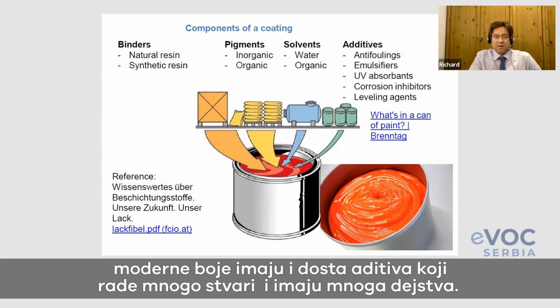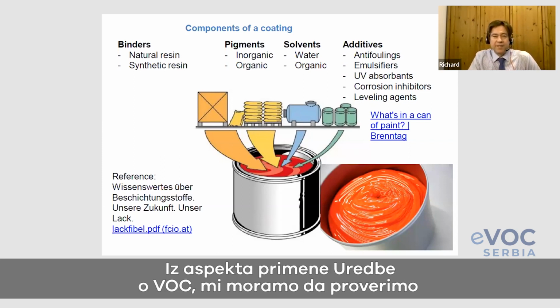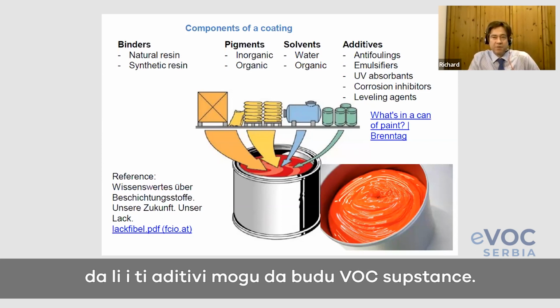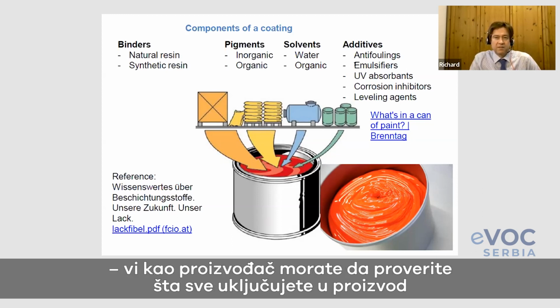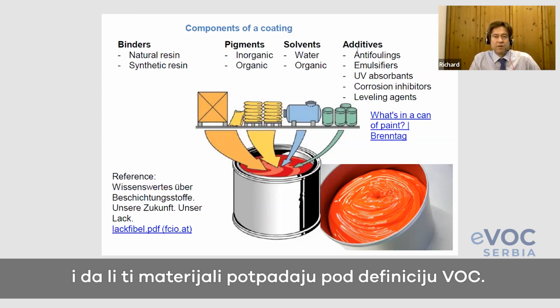From the point of the application of the Serbian VOC decree, we have to check if those additives can be VOCs. For example, if there are emulsifiers that are included in the definition of what is an organic solvent. And so you as a manufacturer have to check what you are putting in here, if those materials are VOCs under the wide definition.